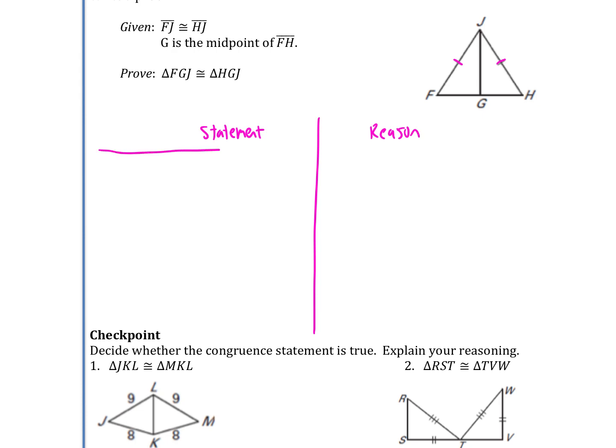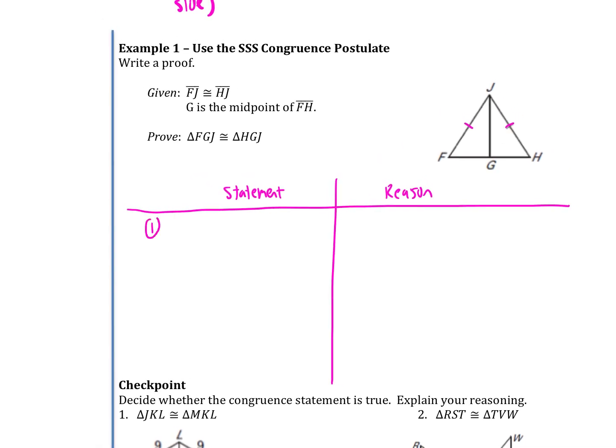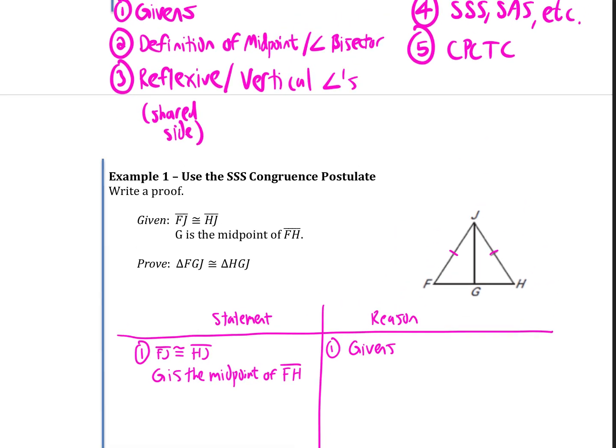Okay, so what do we always start with in our proofs? We start with our givens. What are our givens? We know FJ is congruent to HJ, and we know that G is the midpoint of FH. The reason for that is givens.